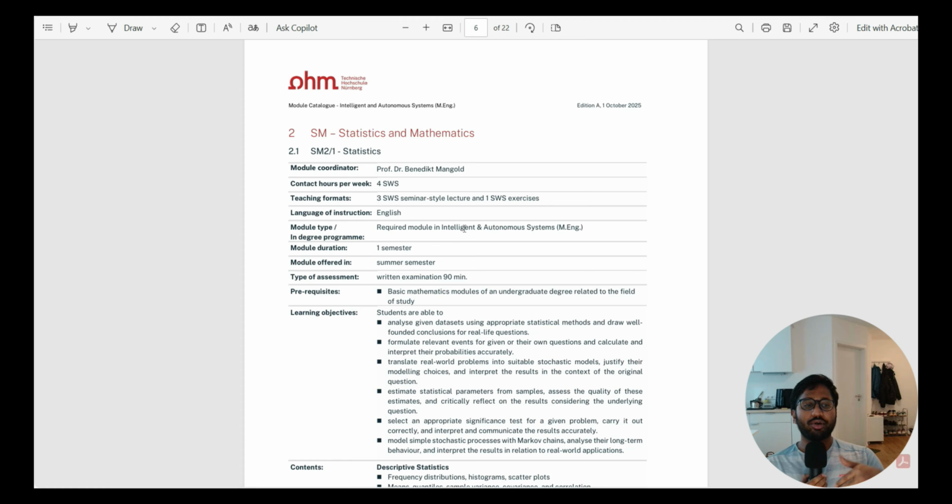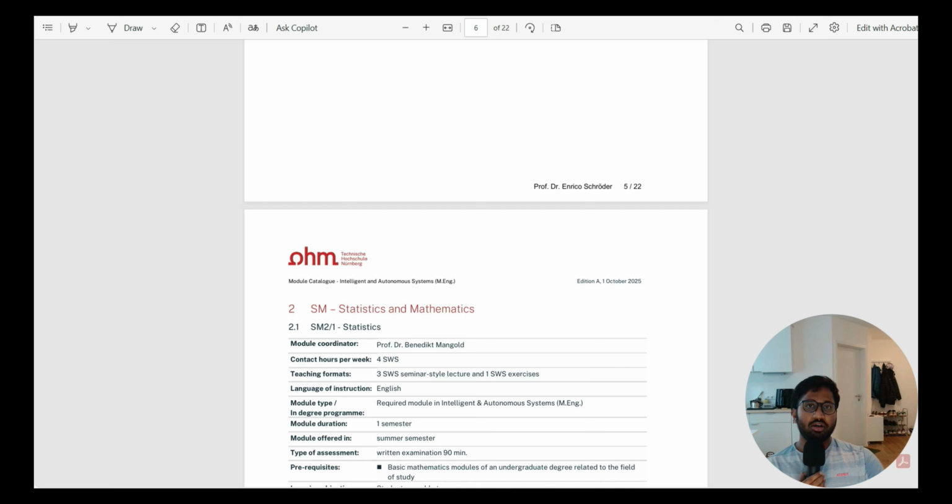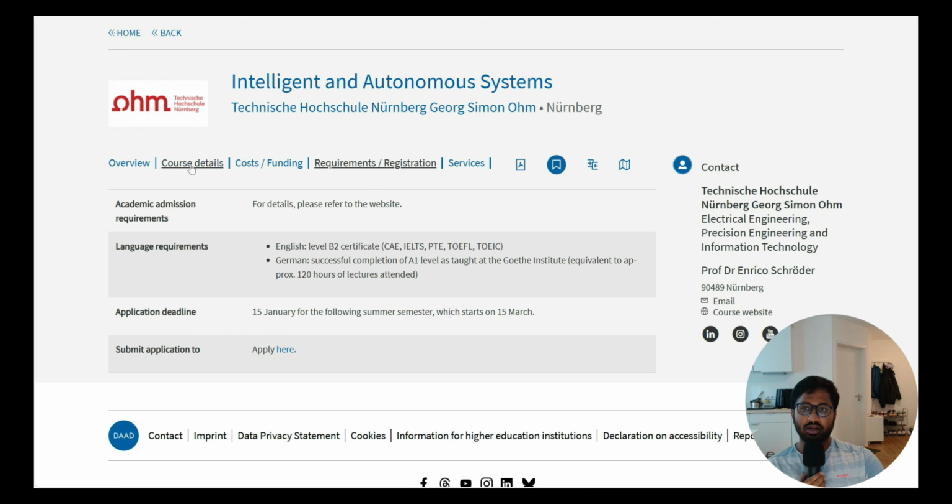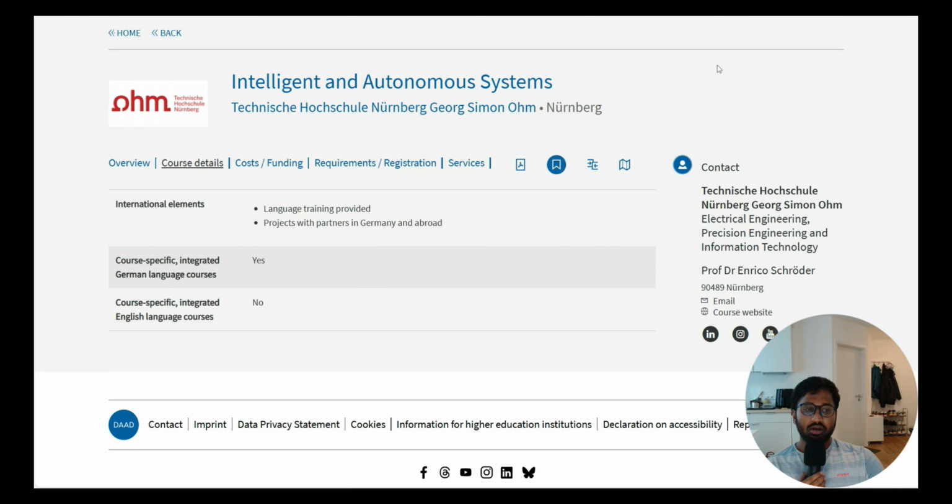Then whenever you apply for HiWis, you can apply based on this professor name. Say for example, you are interested in statistics and mathematics, you want to work there, then you can reply to him and ask him if there is any HiWi or if there is any research project available, so that you can work. Like that you can grow your network. So that's the reason I just came inside this particular page of official website to check the course details.